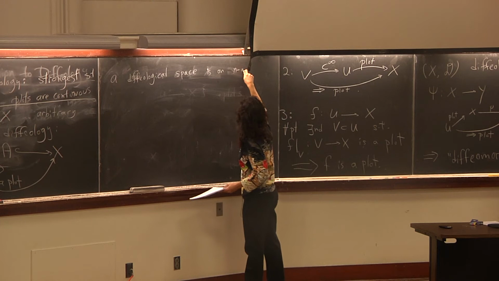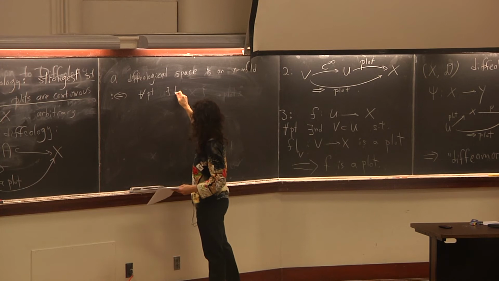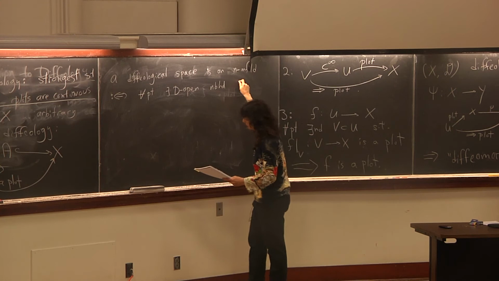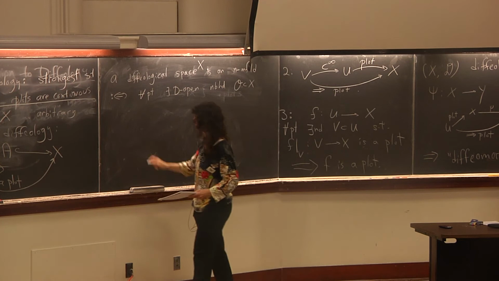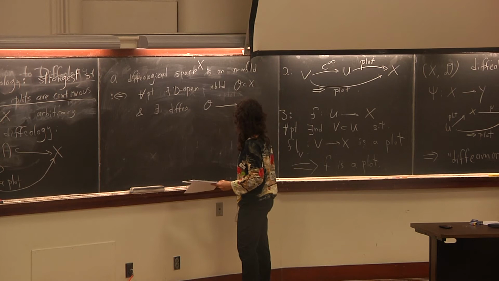A diffeological space is an n-dimensional manifold by definition if each point has an open neighborhood in the D topology, and has a diffeomorphism of that neighborhood with an open subset of R^n.